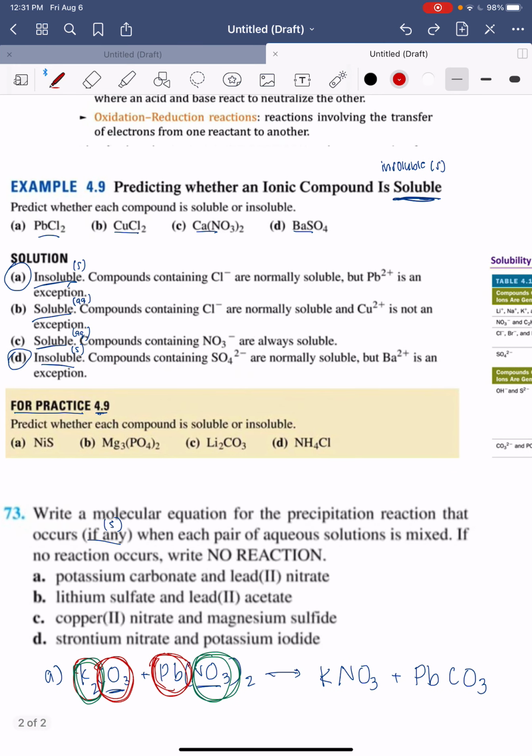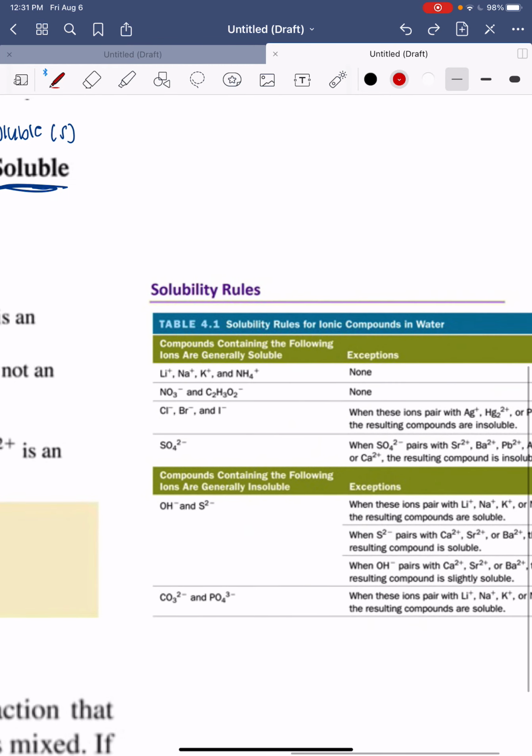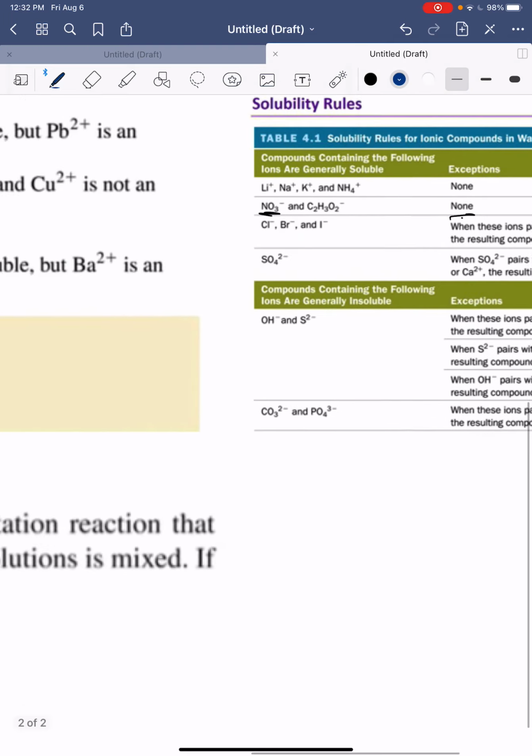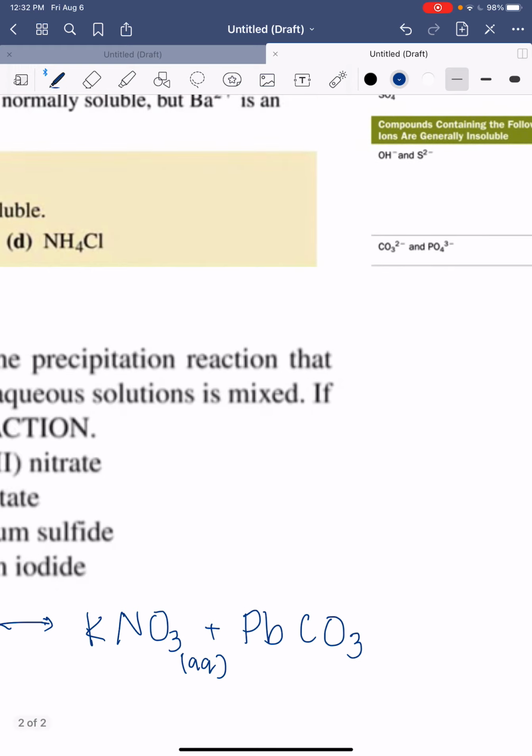Let's look really quick at the products. KNO3, potassium nitrate. Let's look at our solubility chart. So we see that nitrate is normally soluble, and there's no exceptions, right? So that means that potassium nitrate has to be soluble. What does that mean for the state? It's aqueous. It's not a solid because it's soluble.